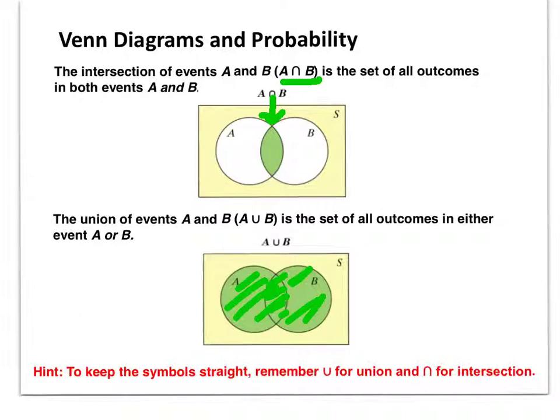So A intersect B is sometimes read as A and B because it means A and B at the same time. Where A union B is A or B because it doesn't matter whether you're in circle A or circle B, you get counted.